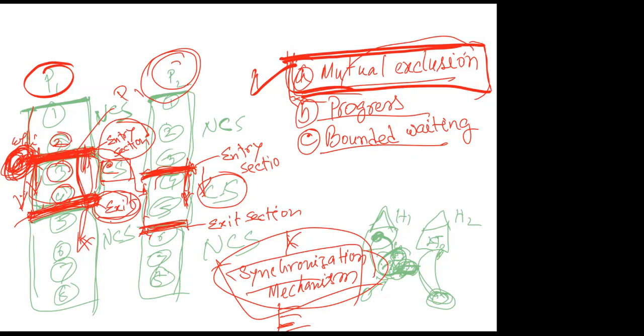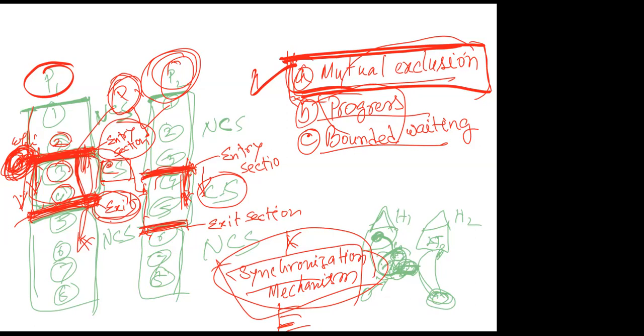Then next is progress. What is progress? Progress is the way of making sure that if a process is not inside the critical section, then it will not block other processes from entering the critical section. Let's say process P1 is not inside the critical section; then P1 shouldn't block process P2 from entering the critical section. This is also obvious. It is called progress.